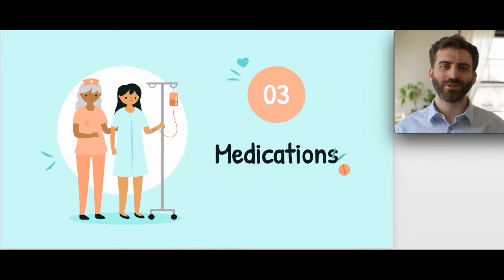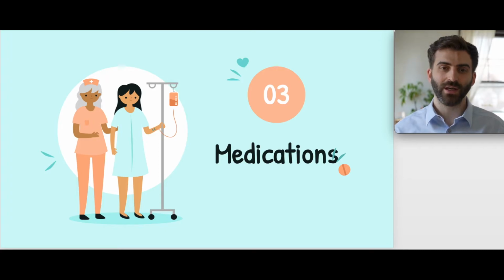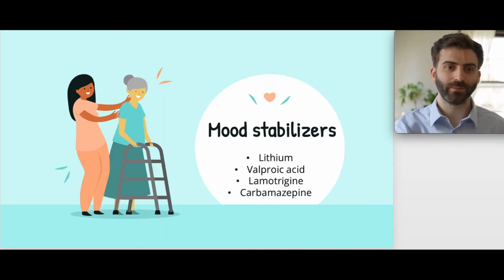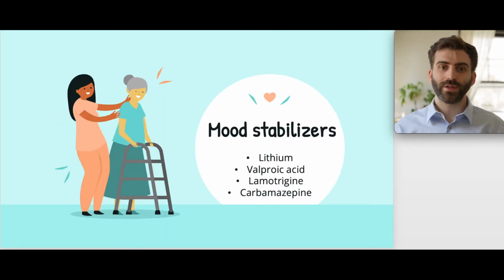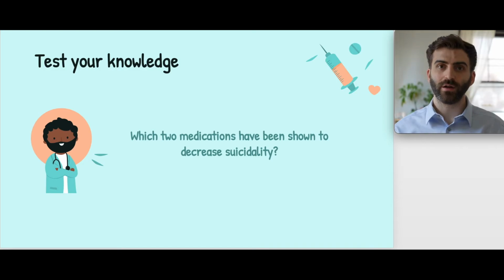The final major section of the presentation is medications. So I wanted to go into a little bit more detail into the medications and talk about them further. So first we'll go into mood stabilizers. We'll start with lithium, valproic acid, lamotrigine, and carbamazepine. I wanted to start with a question. Which two medications have been shown to decrease suicidality? So take a minute to pause, to think about the answer, and I'll give the answer now.